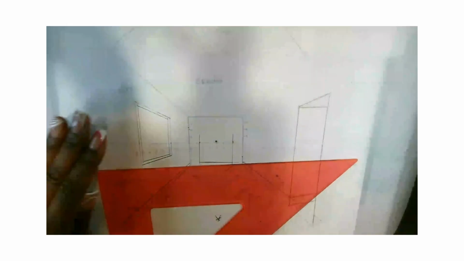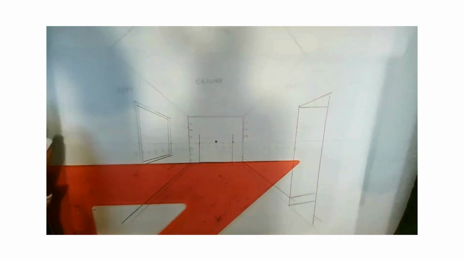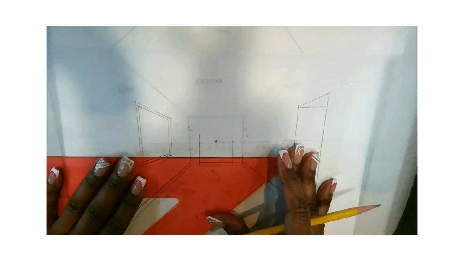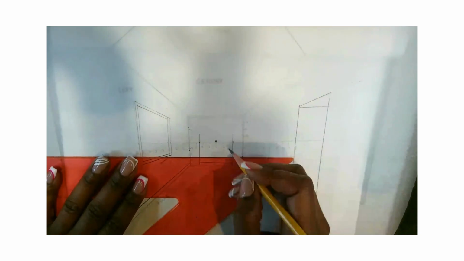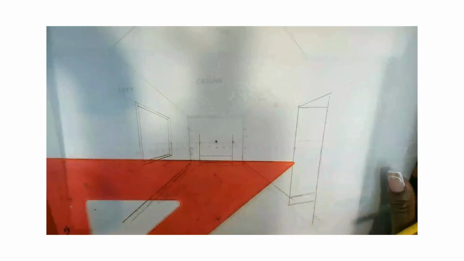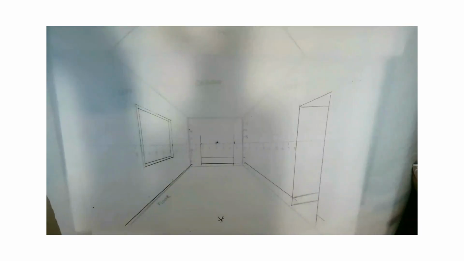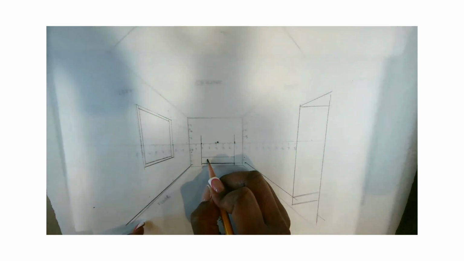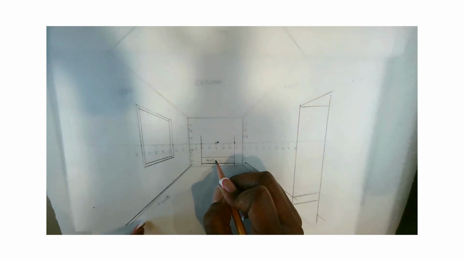And I'm going to take a straight line and create a horizontal line across to represent my footboard. So here we have our footboard, or a platform that your mattress sits on.